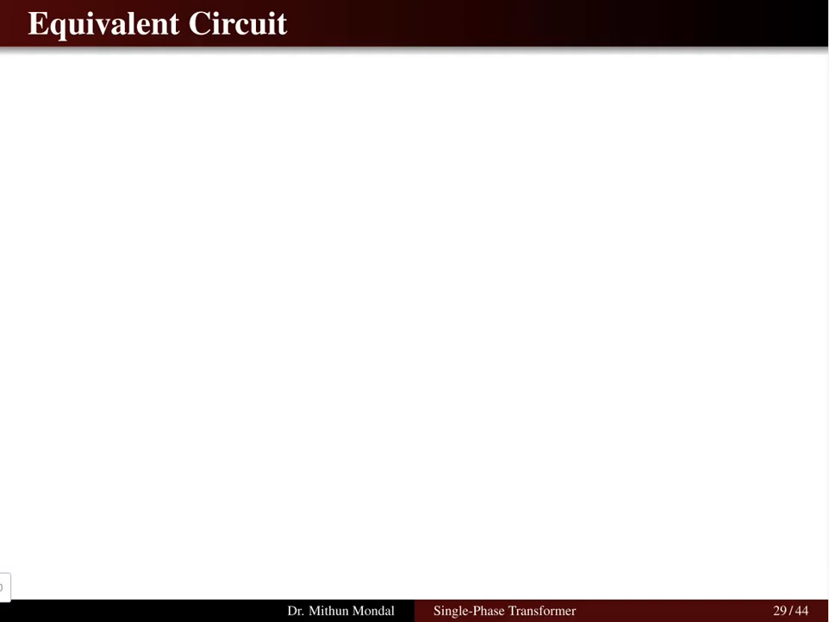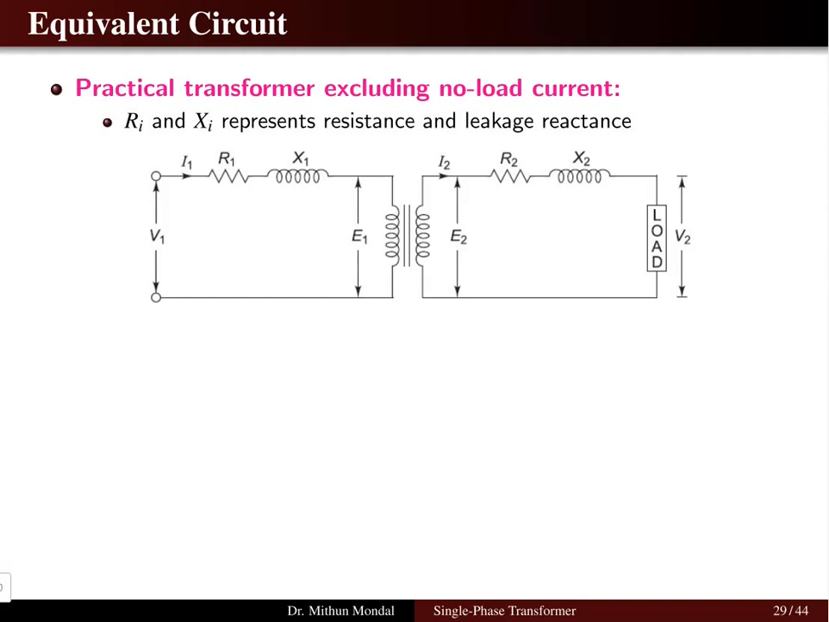We are going to cover first the equivalent circuit. Let us see the practical transformer equivalent circuit excluding the no load current. So we will not take the no load current in the equivalent circuit, and let us see how it is. The primary part of the equivalent circuit includes the resistance and the reactance R1 X1, and the secondary part represents the resistance R2 and X2.